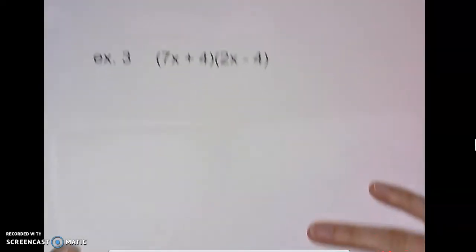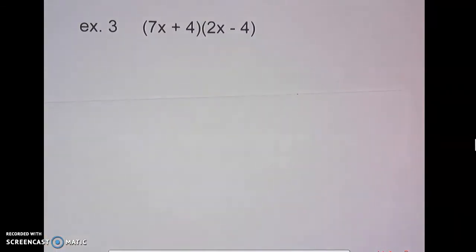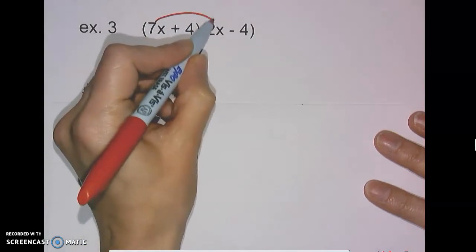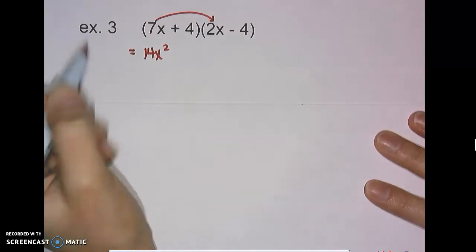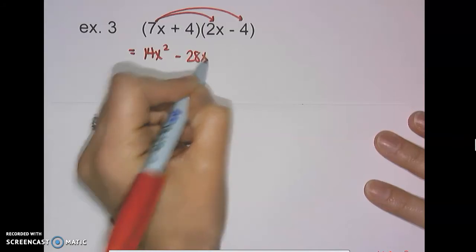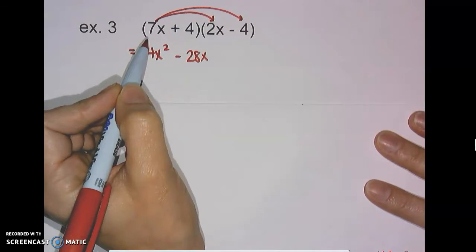So let's take a look here then at what happens if we have a binomial times a binomial. So we're going to do the same general steps again. So here we're going to take the quantity 7x plus 4 and multiply it by the quantity 2x minus 4. So we're going to distribute this. 7x gets distributed to 2x. Well, that's going to give us 14x squared. And 7x times negative 4 gives us negative 28x. So that 7x gets multiplied to the entire second parenthesis here. We've shared that with everything.